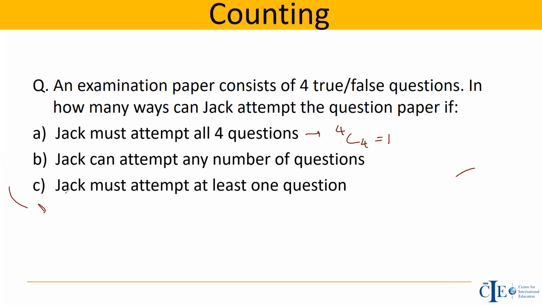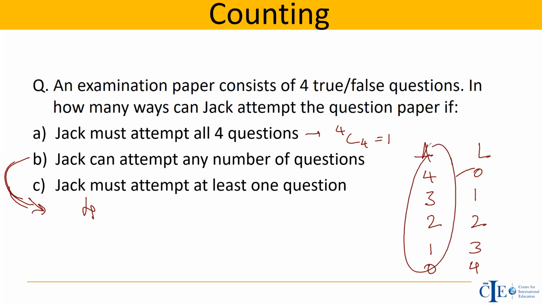So if you look at B, he's not decided how many questions he would solve out of 4. So you can say the number of questions he attempts and he leaves. He can attempt all 4 and leave none. He can attempt 3 and leave 1, attempt 2 and leave 2, attempt 1 and leave 3, or attempt none and leave all 4. So these are the possibilities. So the number of possible cases of attempts is 4C0 plus 4C1 plus 4C2 plus 4C3 plus 4C4.